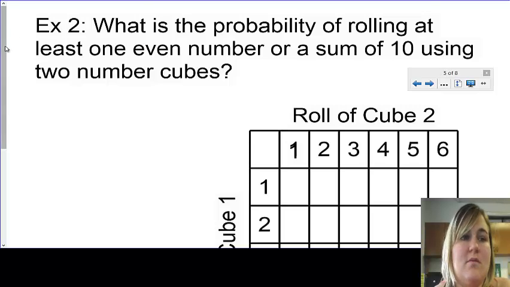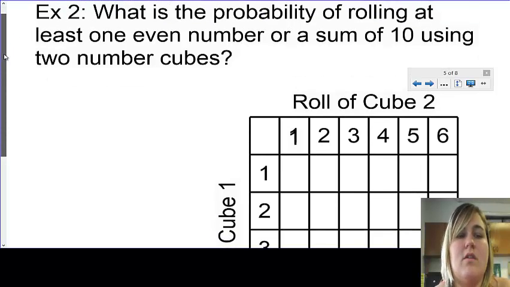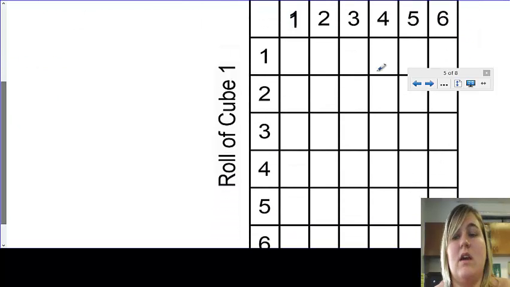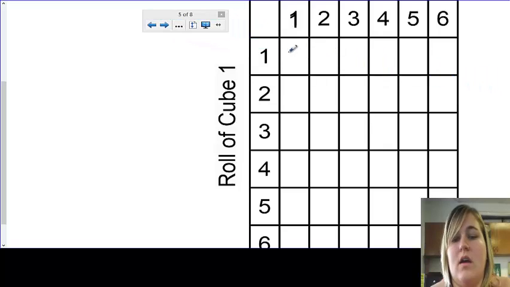So we're doing the same thing here. What is the probability of rolling at least one even number or a sum of 10, using two number cubes? So I'm going to have to fill in my table again.